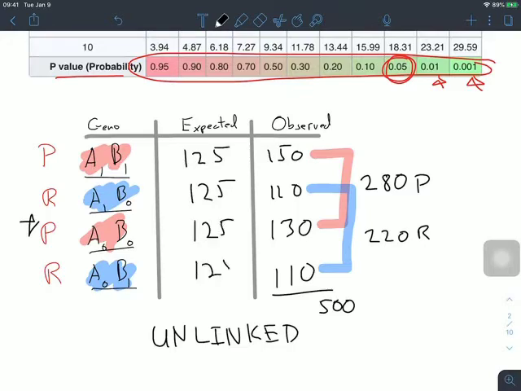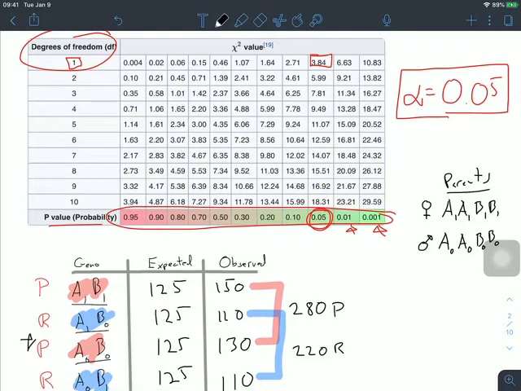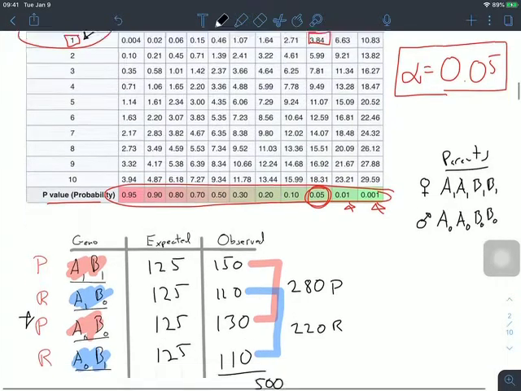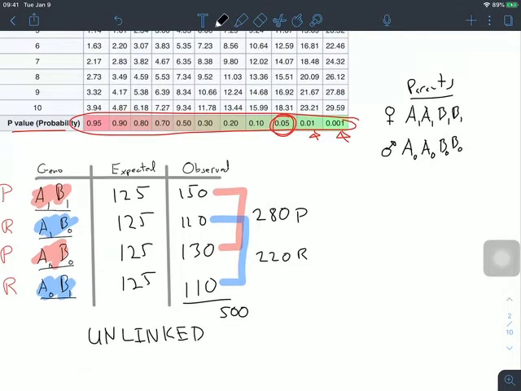But remember, for our chi-squared, we're using that 1 degree of freedom, meaning that we need 2 different categories, so we're grouping things based on whether they are parental or recombinant. That means that our expected is actually to have 250 parental, 250 recombinant, and let's see if these values agree with that distribution.